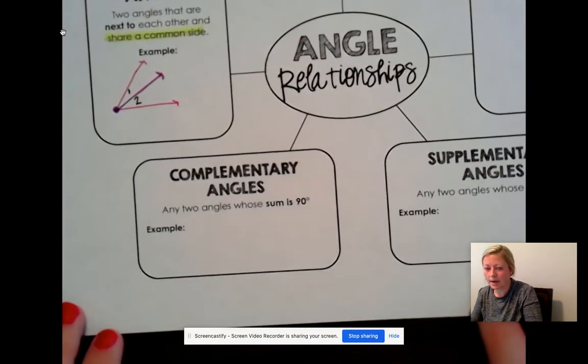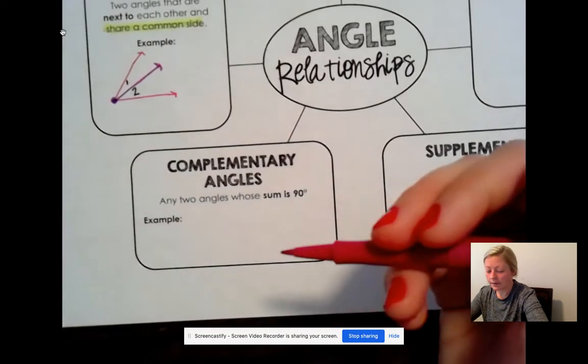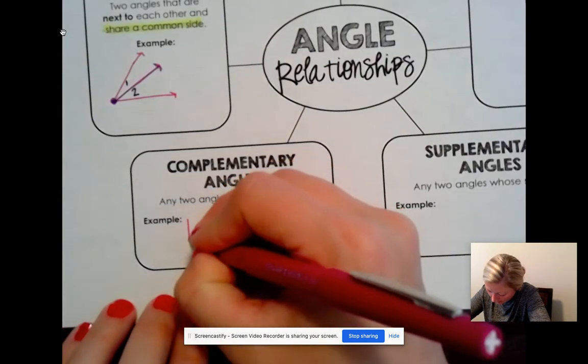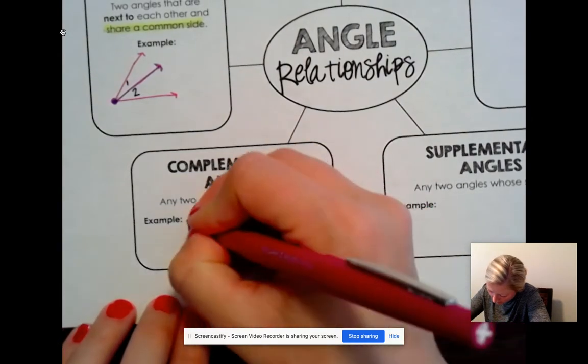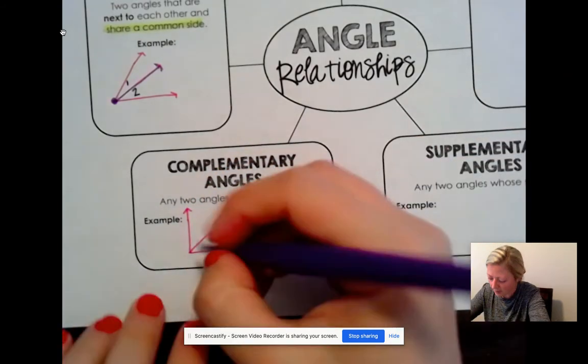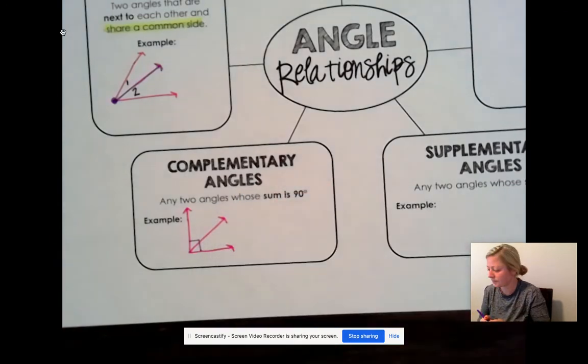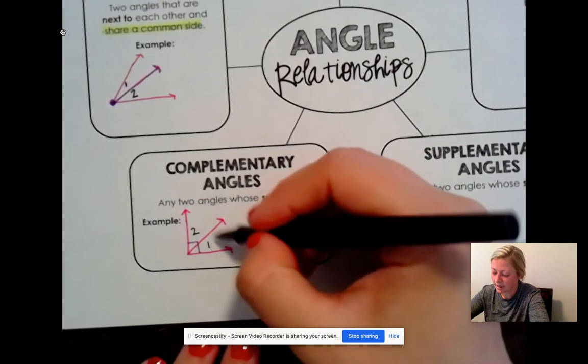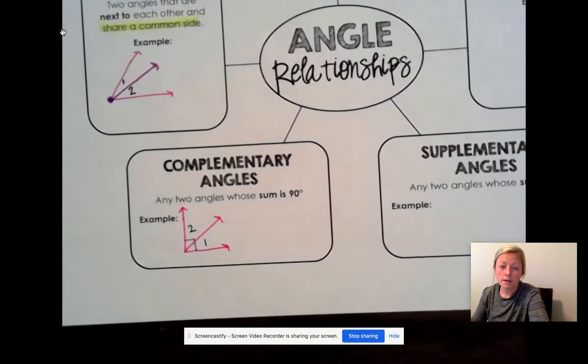Okay, down on the bottom, we have complementary angles. And this can look two different ways, but they're any two angles whose sum is 90 degrees. So remember, sum means to add. So it could look like this. And we know that if you have a right angle, there's that little box there. So like angle 1 and angle 2 are complementary because together they would add to 90. So that's if they're adjacent.